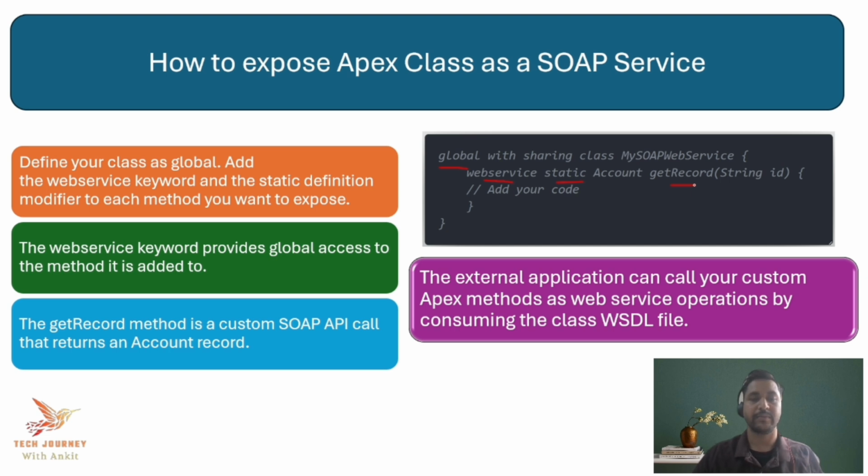Again, this method is a custom SOAP API call that you can definitely define as per your business requirement, which will return the record. Next thing you have to do here, after you have created your web service, is generate the WSDL file of that web service, and then you can share that WSDL file with the external application, so that the external application will consume that WSDL file and invoke your SOAP service. So the key pointers here are: class must be global, method must be web service followed by static, and after that download the WSDL file and share it with the external systems.